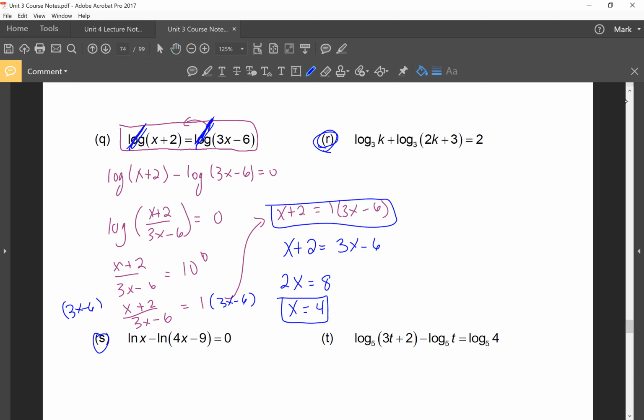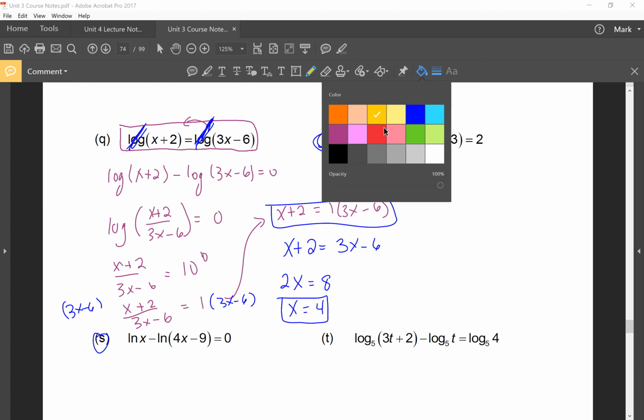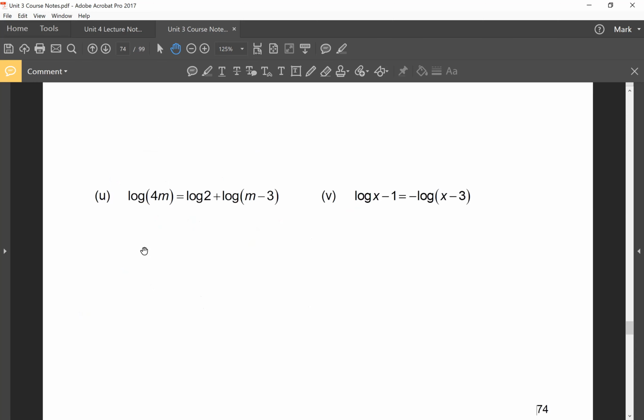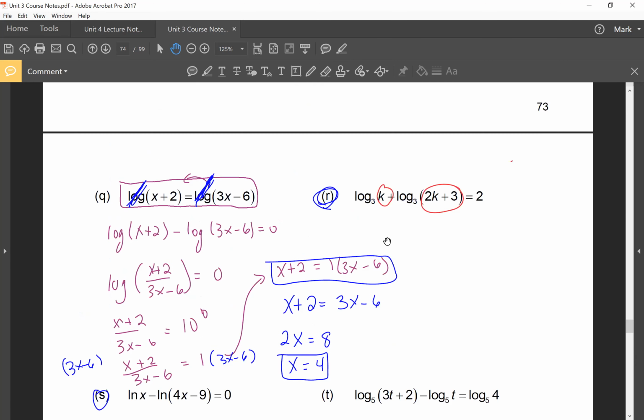What I can do is start talking about R. Sorry. So for question R, I can combine these two things, and then set it equal to 2 and put it in exponential form. Whoops. There we go. Didn't mean to do that.